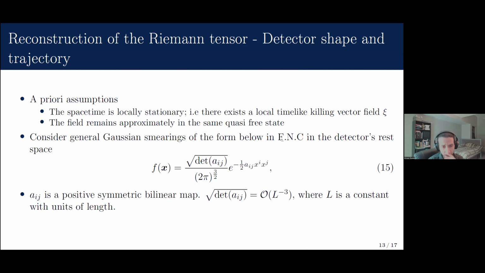So we'll make a few a priori assumptions: that the spacetime is locally stationary and that the field remains approximately in the same quasi-free state. We are going to assume that the detectors are Gaussian in their Fermi normal coordinates. This is basically just a generalization of the circularly symmetric Gaussian into Gaussians that are elliptical, so we can smear them along any of the spatial directions.